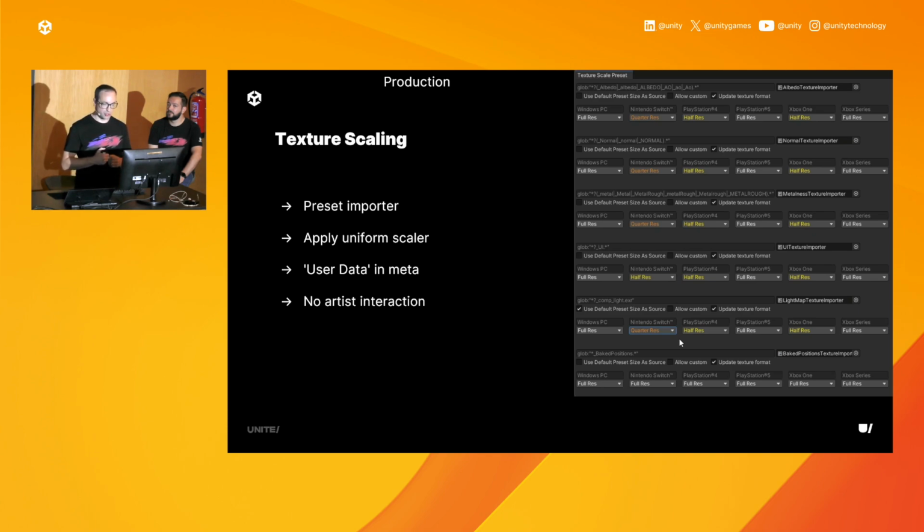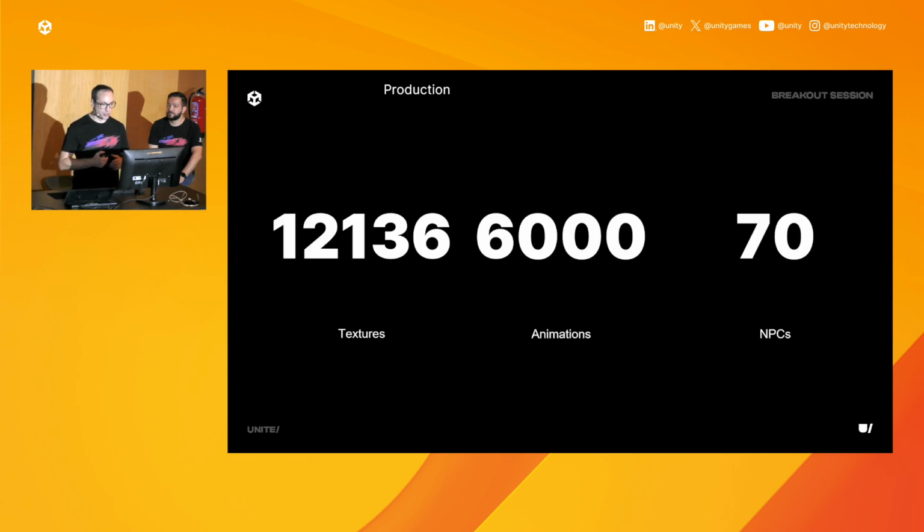We changed the way the texture importer downscales textures to use a divider instead of a max size. For example, when we wanted to change the light map resolution for the Nintendo Switch to improve quality, we could do it in a single click using this tool. Automated tools are mandatory when dealing with a huge amount of data. For example, there are over 12,000 textures and 6,000 animations.